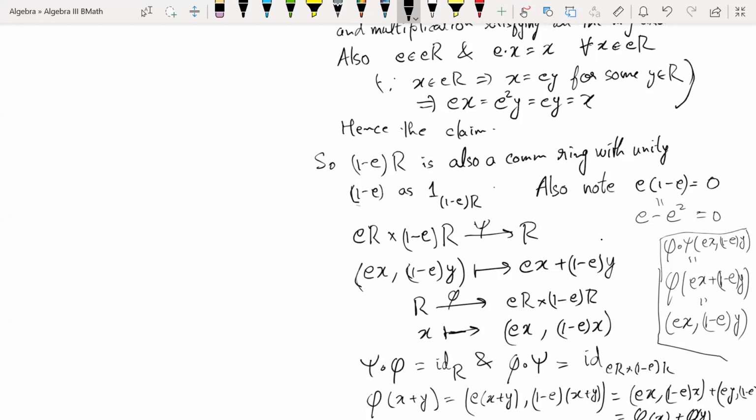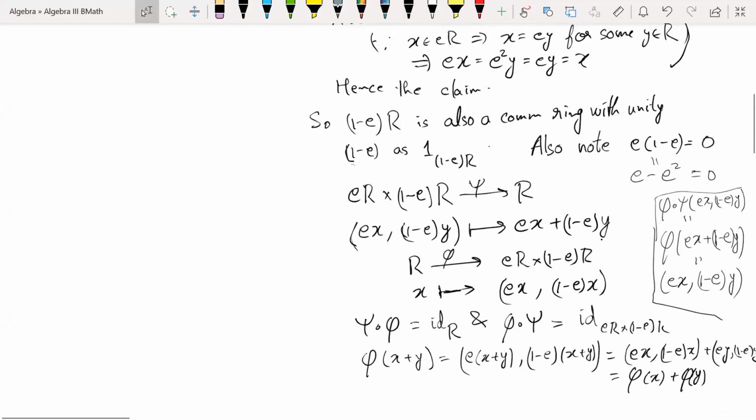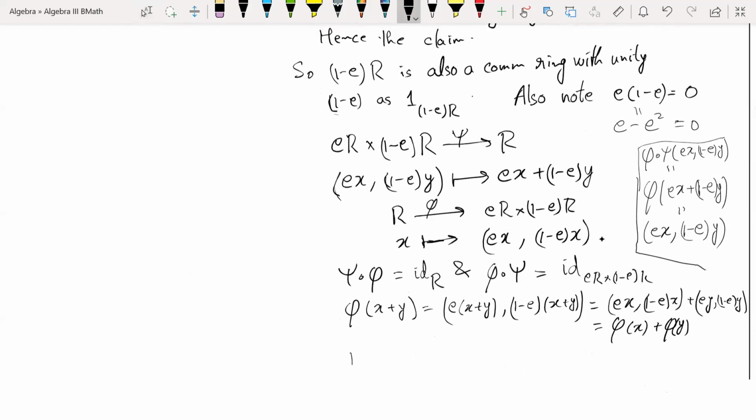Then we check one of the maps. For instance, we will check that phi is a homomorphism. So phi of x plus y is E times x plus y comma 1 minus E times x plus y, which is, you just expand it, EX plus EY, 1 minus E times x plus 1 minus E times y. But then you separate it out because it's component-wise addition. So it's the same as EX comma 1 minus EX plus EY comma 1 minus EY, which is the same as phi x plus phi y.